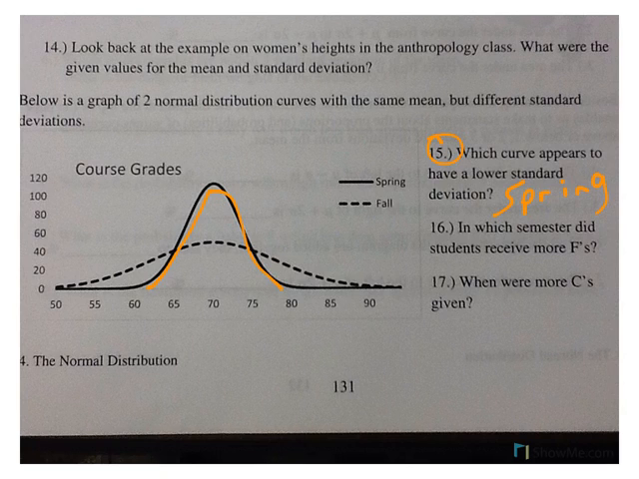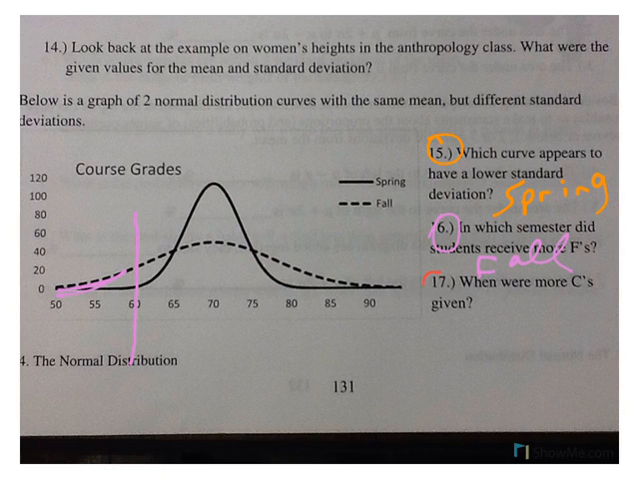Now in question number 16, more F's. Well, an F is below 60. So if I cut my thing off at 60 and I look to the left, notice how that's higher. So the fall had more F's. Okay. And then, let me erase my orange graph here.